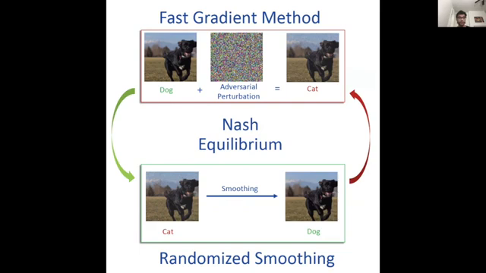The main result is to show that a particular attack algorithm, called the fast gradient method, and a particular defense algorithm, called the randomized smoothing method, are optimal in this setting. That is, you cannot do better than attacking with FGM, and you cannot do better than defending with randomized smoothing. And the way they are optimal in a game theoretic sense is that they form a Nash equilibrium.